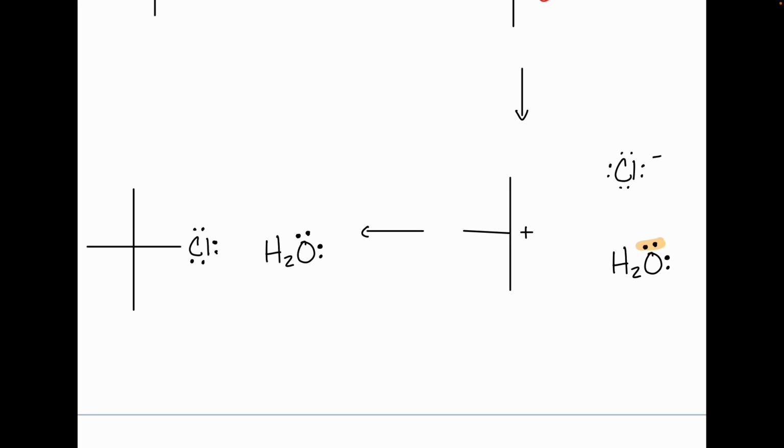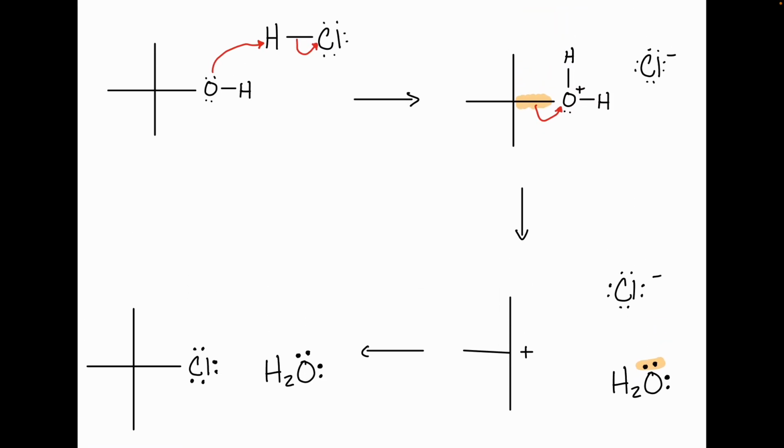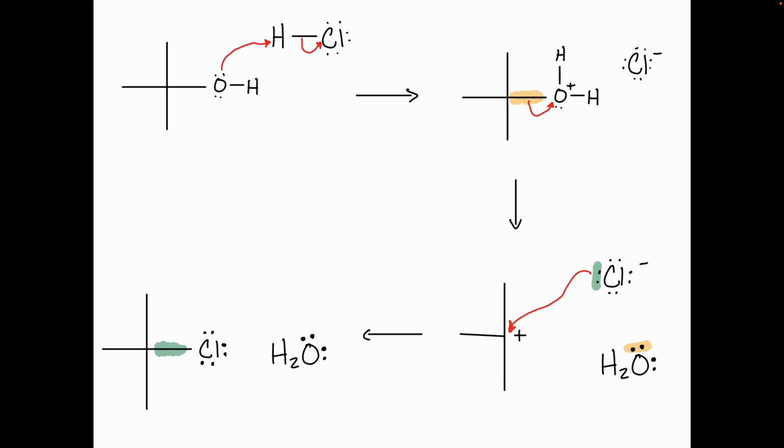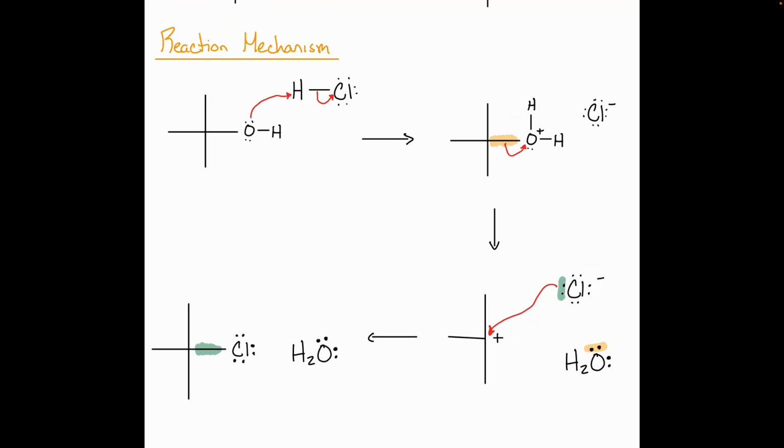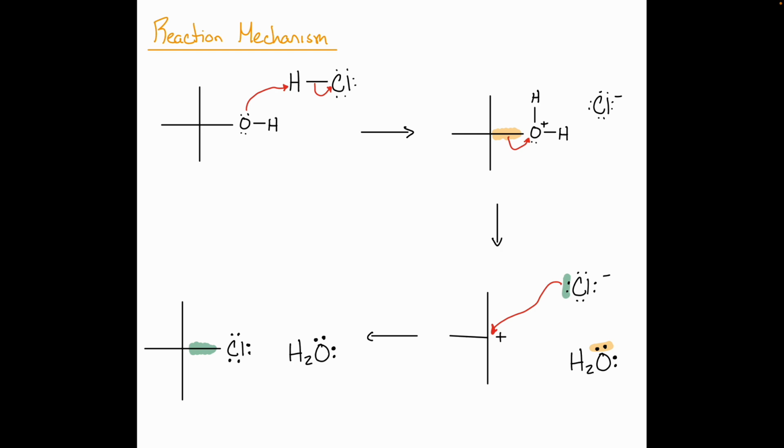Okay, and then down here to finish this off, I need to do a bond formation. I need to create this new bond. Where did that pair of electrons come from? That chloride ion. All right, so I'm going to drag that lone pair down here to my carbocation to create that new bond. All right, so these together are our reaction mechanism for this reaction of our alcohol.